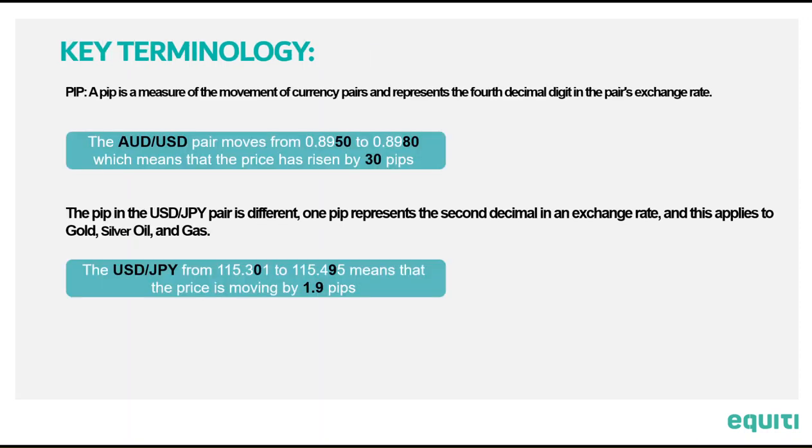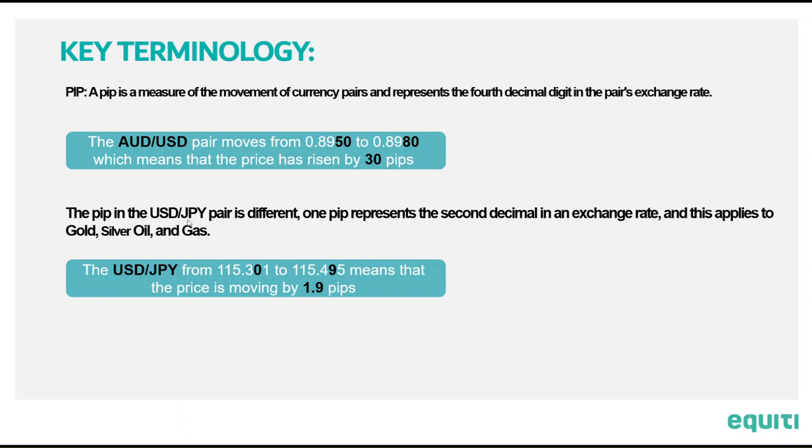So, key terminologies. PIP. A pip is a measure of the movement of currency pairs and represents the fourth decimal digit in the price exchange rate. So, even though the prices may not see sharp or intense movements, like the price doesn't have to go from 120 to 121, it can have, let's take the AUD/USD pair as an example, a slight change from 50 to 80, and that kind of gives you a signal as to where the prices are heading. So pips are also important. Let's say the price moved from 50 to 80, which means that the price has risen by 30 pips, and that's how we calculate our pip value.